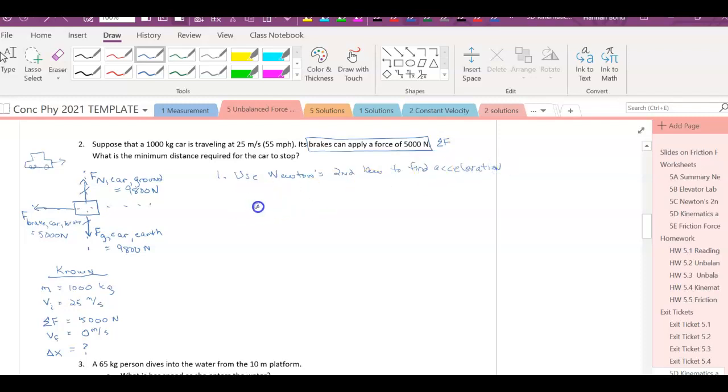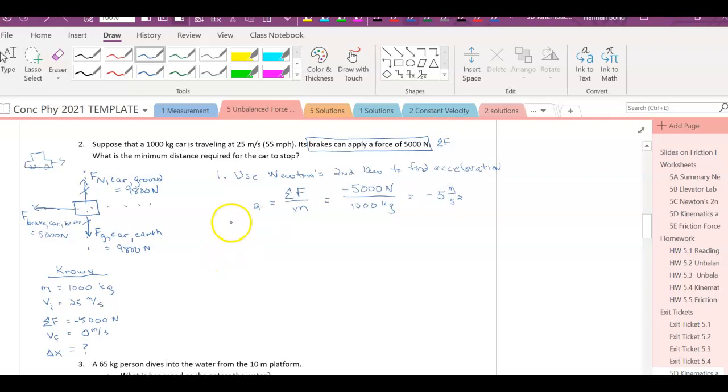So I know that acceleration equals the net force divided by the mass. Oh, and you know, I'm sorry, I'm just noticing, I really should have written that the net force is negative 5,000 newtons, because that force does point to the left, given that I am seeing the car moving in the positive direction. So that's going to be negative 5,000 newtons divided by the 1,000 kilogram mass. So it's negative 5 meters per second squared.